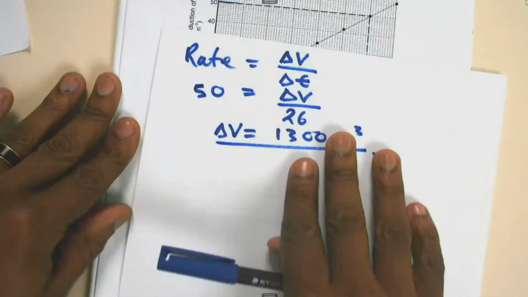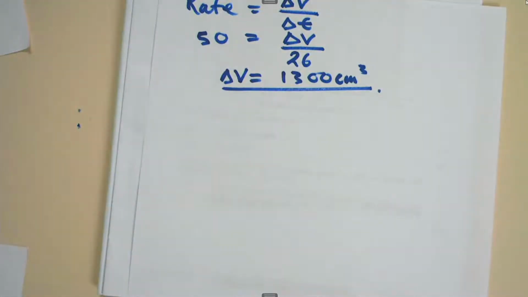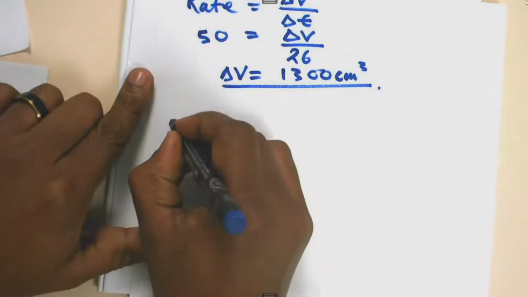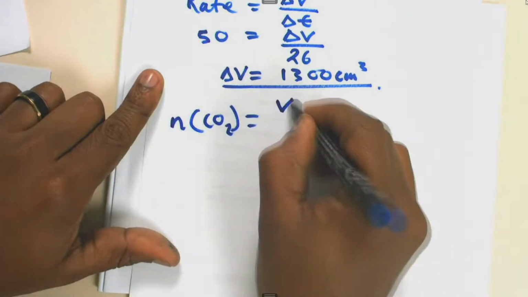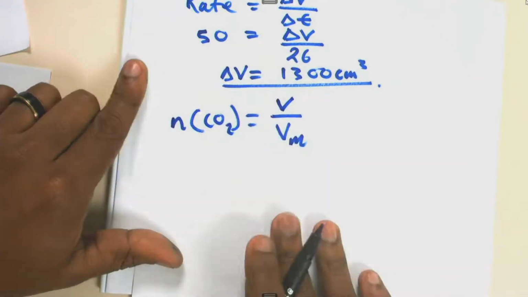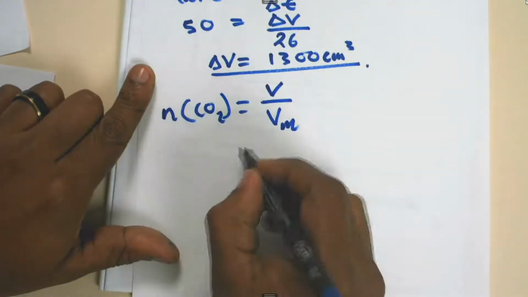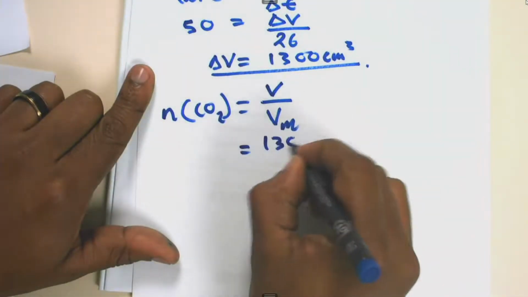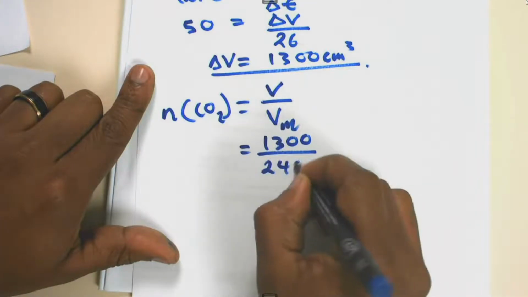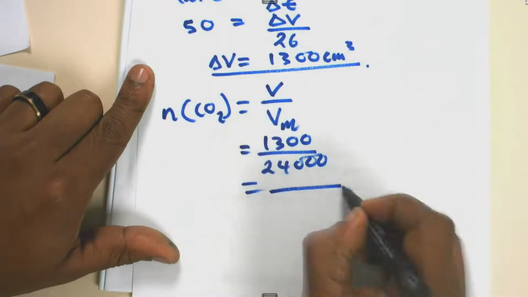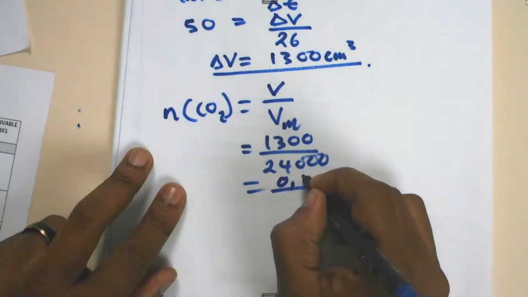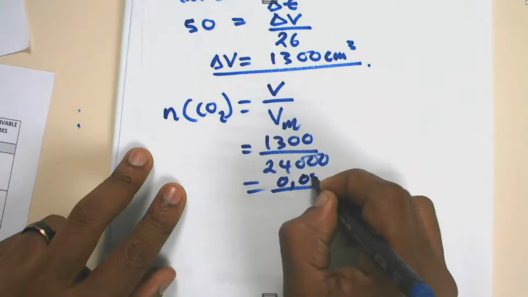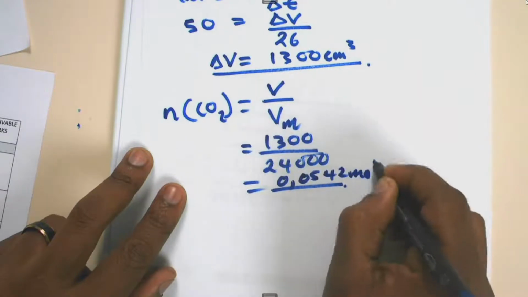So once I have that, it's easy to say, from now the formula: n of carbon dioxide is equal to V over Vm. Then the volume that was produced, 1,300 divided by 24,000. Then I will get my number of moles of carbon dioxide, which is something like 0,0542 mole.